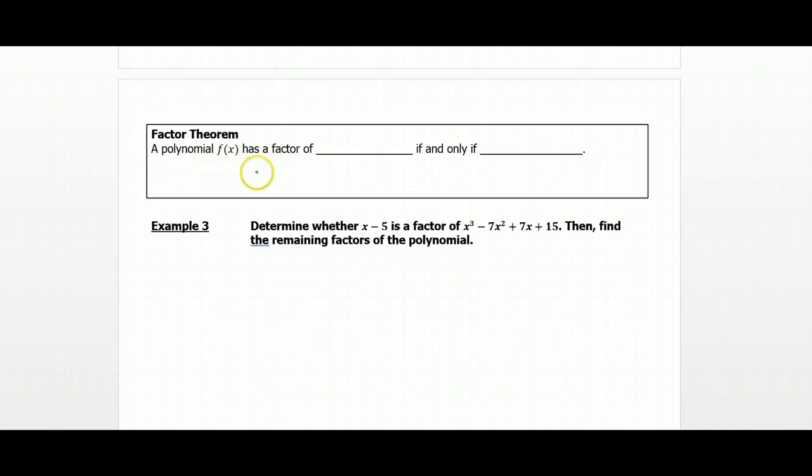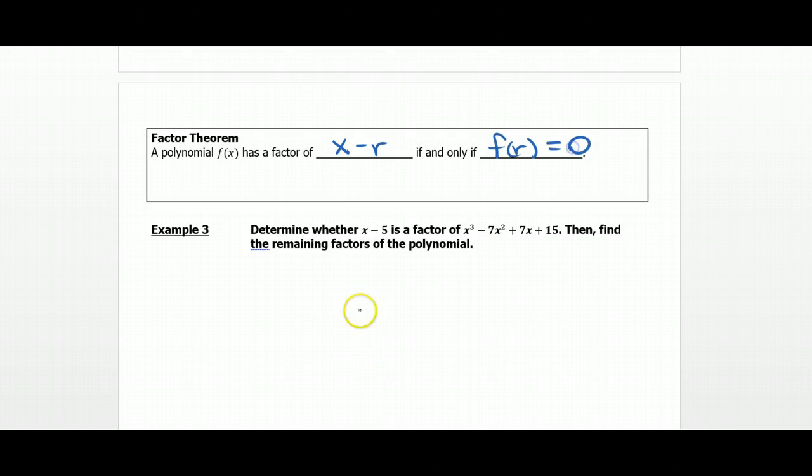So a polynomial has a factor of x minus r if and only if the value of f of r is equal to 0. And so here's the gist of what this is saying. This is saying that x minus r is a factor of this polynomial only if r is a 0 of the polynomial.